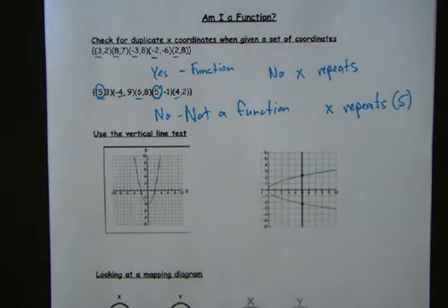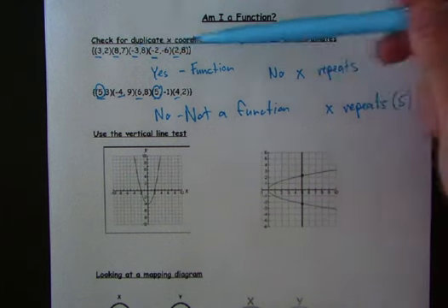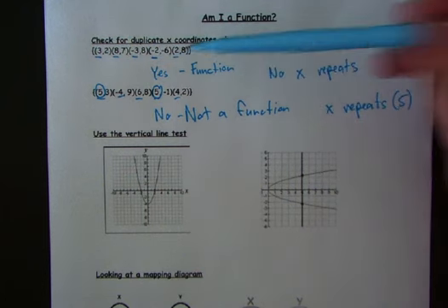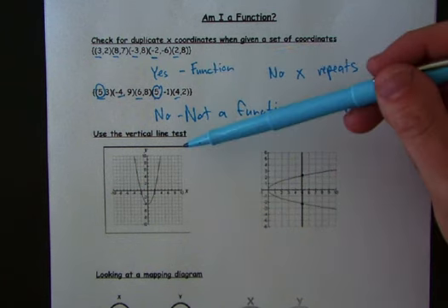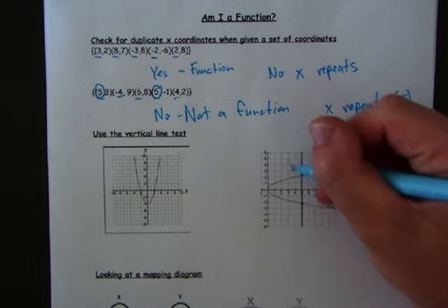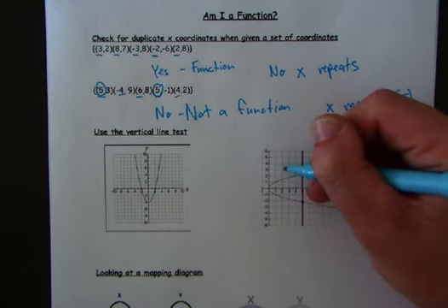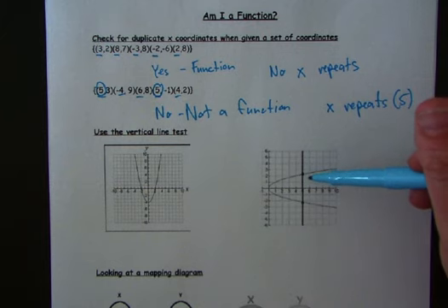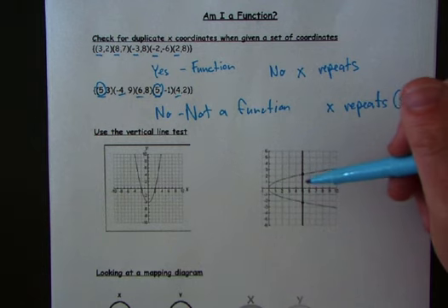That's one way. Now, if you're given a set of coordinates, you can just look at the domain. The domain is the x values, see if there are any that repeat. Second way is something called the vertical line test. On any graph, you can draw a vertical line. A vertical line is one that's straight up and down. If there's any point on a graph where you can draw a vertical line and it crosses the graph more than once, then it's not a function. Why? Because every x value has to have only one y.